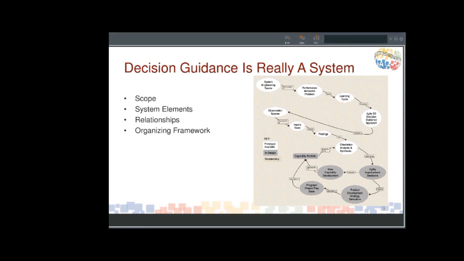So we'll just start out here. The big point is that the decision guidance we've come up with, and I want to introduce here today, is really a system. It's got elements of the system, and there's relationships between those elements, and there's actually an organizing framework we put in the back of it. It's not just a checklist. It's not a tailoring guide. None of that. We came to the conclusion that just wasn't going to work on a broad scale.